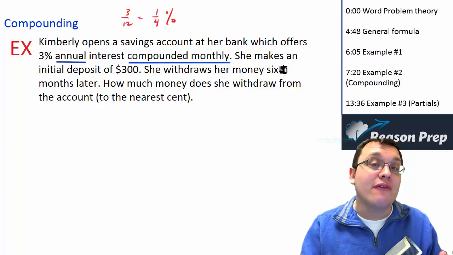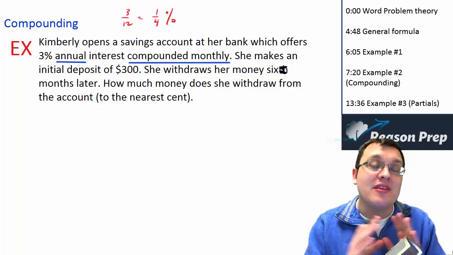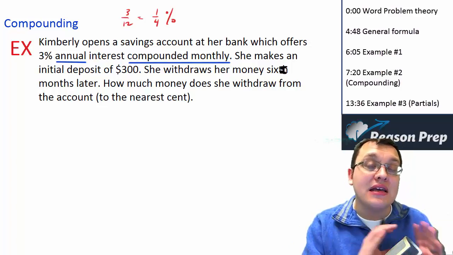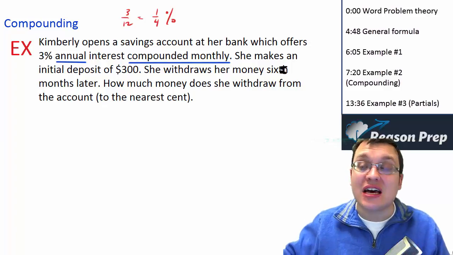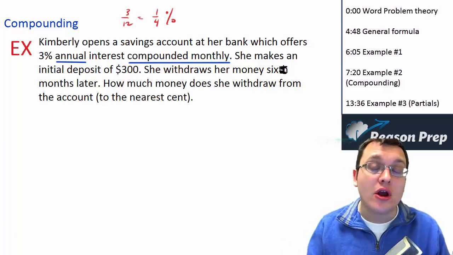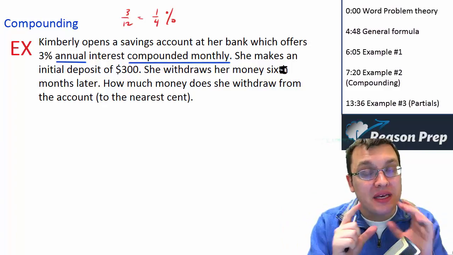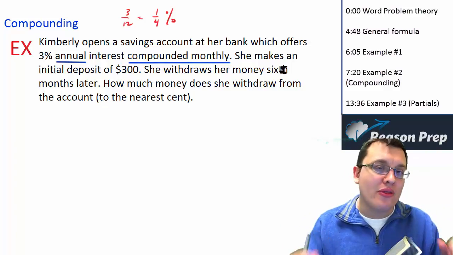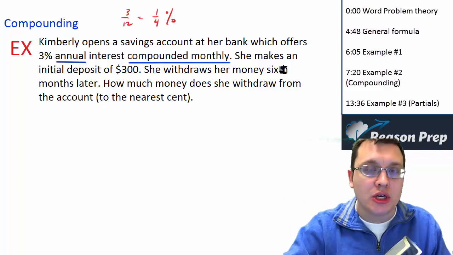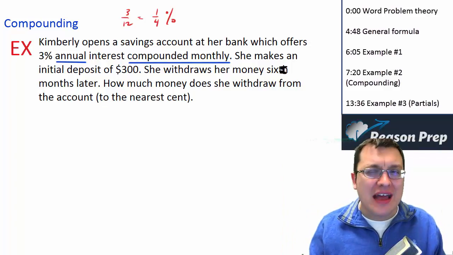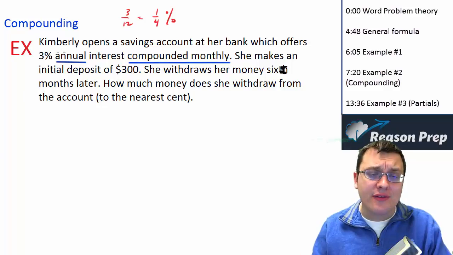So you get your money every month, and what ends up happening is by the end of the year, you have more money in the account than you would have if you just got a lump 3% at the end of the year, because that percent each month is acting on a bigger and bigger piece of your money rather than just that 3% on the 300 all at once. That's the net effect of it. So in any event, what's the formula?